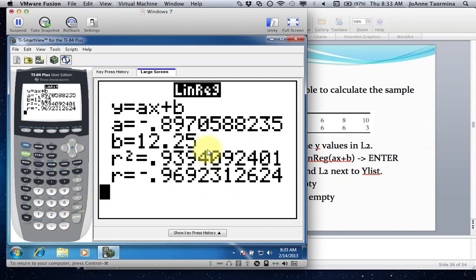Okay. Here's our output. We have a value for A, a value for B, which we will talk about at our next lecture, a value for R squared, and a value for R. Now we said before that Pearson's correlation coefficient is defined by the letter R. So our correlation coefficient is negative 0.96923, etc. We are going to round our correlation coefficient to 2 decimal places, which makes it negative 0.97. That is a strong negative linear correlation. Okay, strong negative linear correlation, negative 0.97.